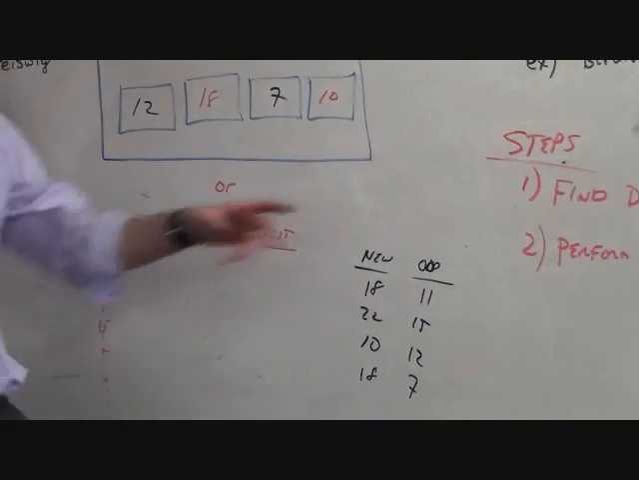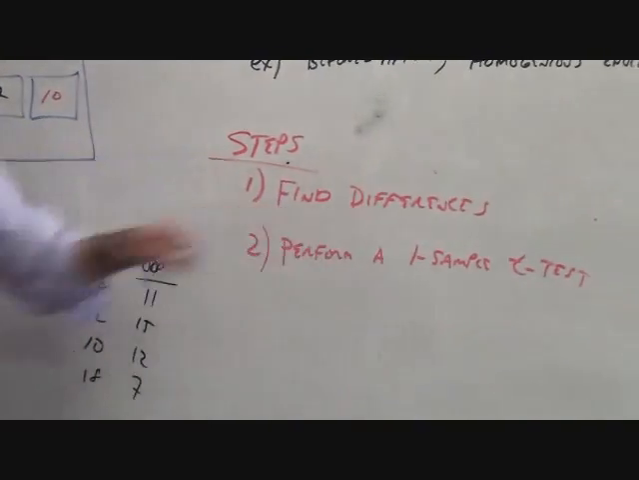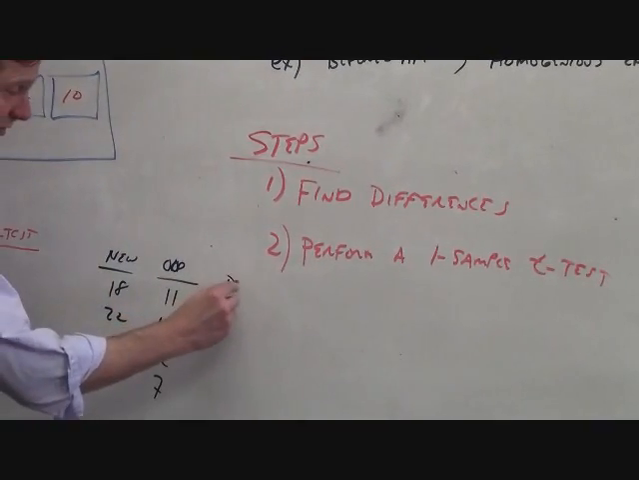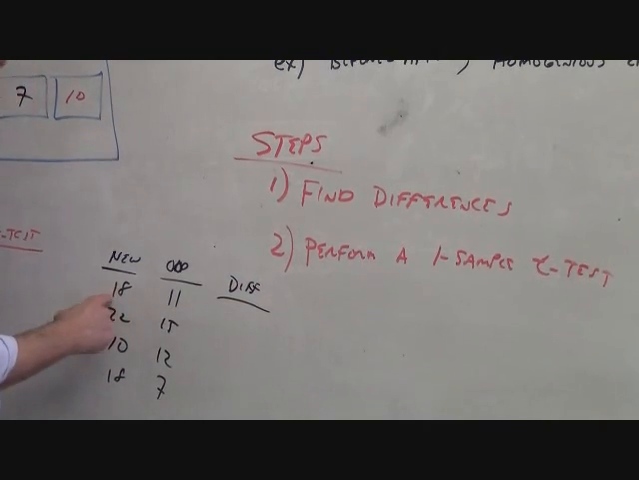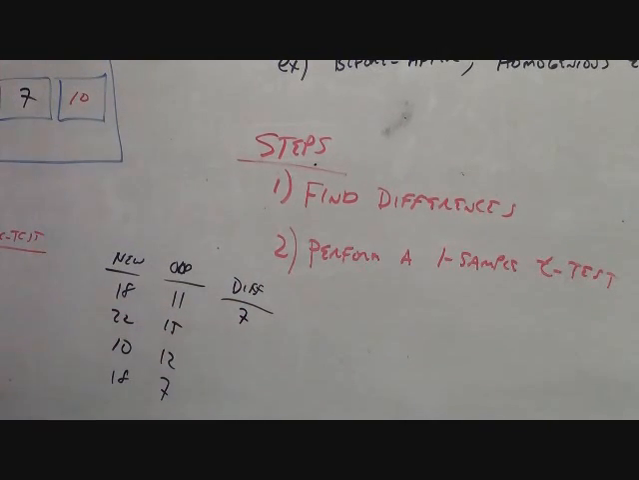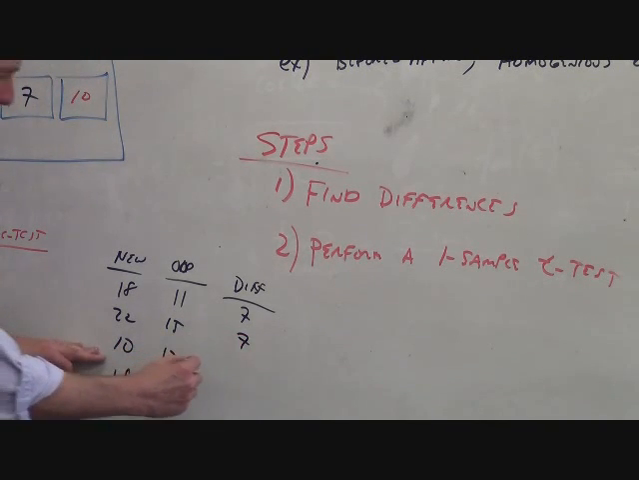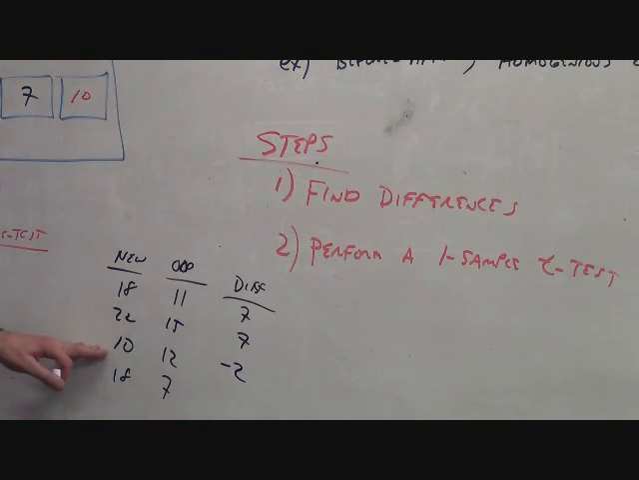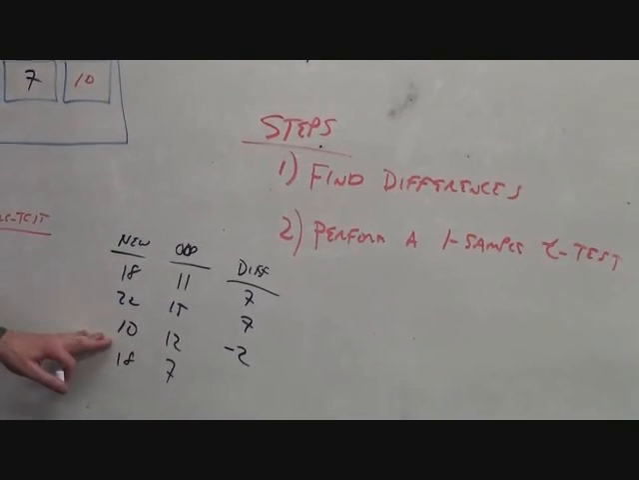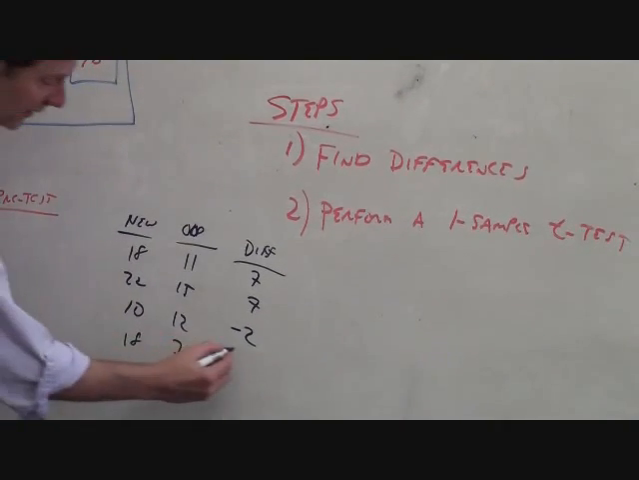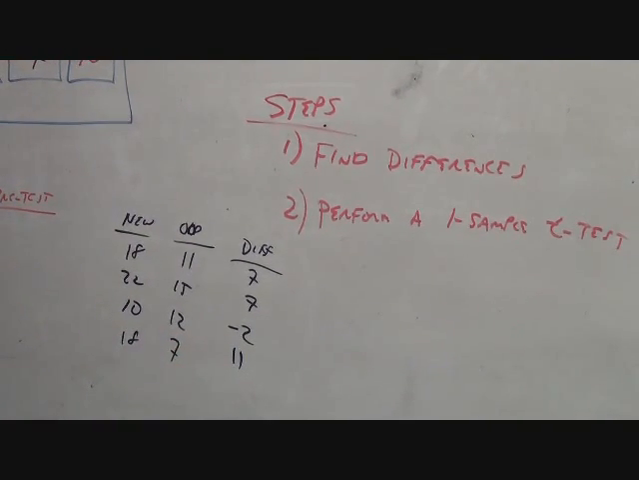So the first thing that we're going to do is find those differences. Let's find the differences of each. So this one minus this one, we grew 7 more tomatoes there. This one we also grew 7 more tomatoes. And this one actually negative 2. When we do the subtraction, we grew 2 fewer tomatoes. And finally, the last one, we grew 11 more tomatoes.